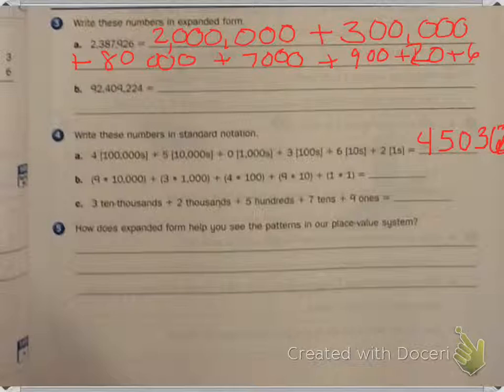How does expanded form help you see the pattern in our place value system? Remember, if you start with your 1s and you're adding to it, the 2 moves to the left. If you start with a big number like 2 million and you move it to the right, it gets smaller.